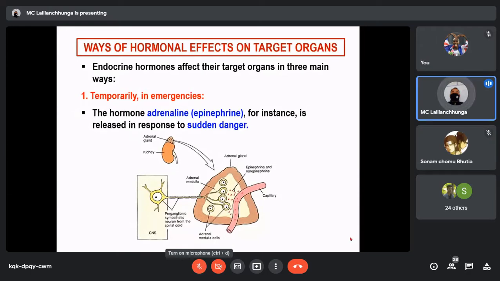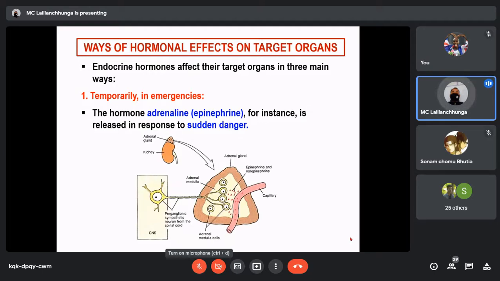When you feel that something dangerous is going to happen, there will be increased release of adrenaline from the adrenal medulla or adrenal gland. So this will prepare your body. This is a temporary condition. Sudden fear, you have it. It is an emergency condition.